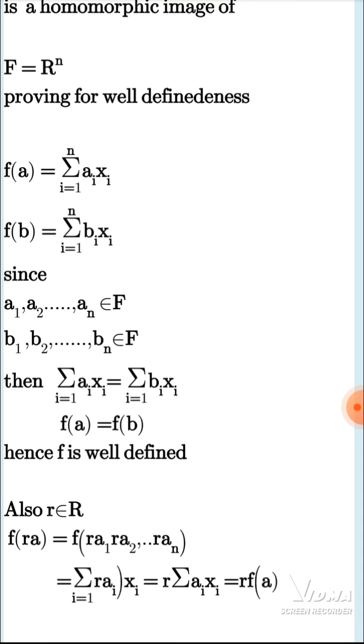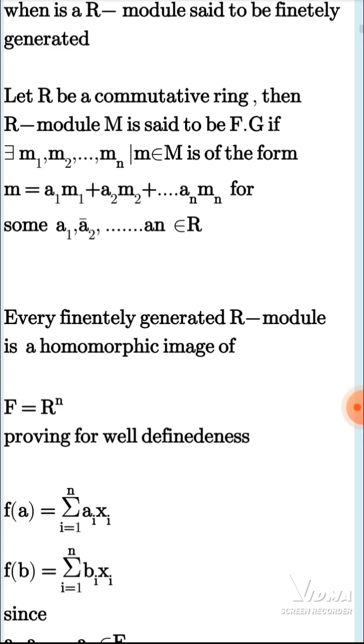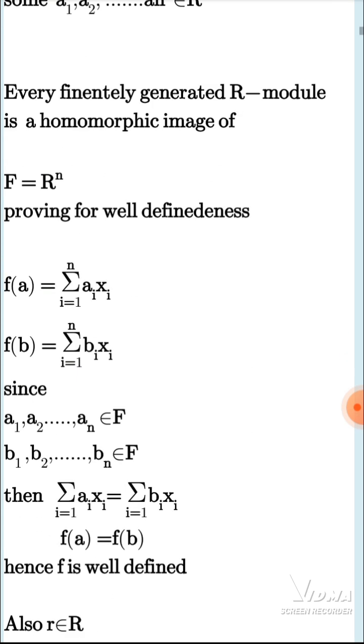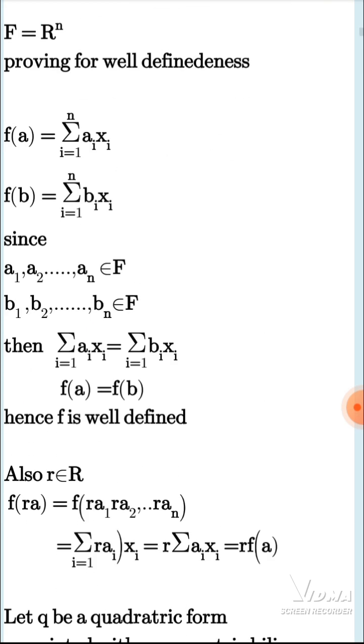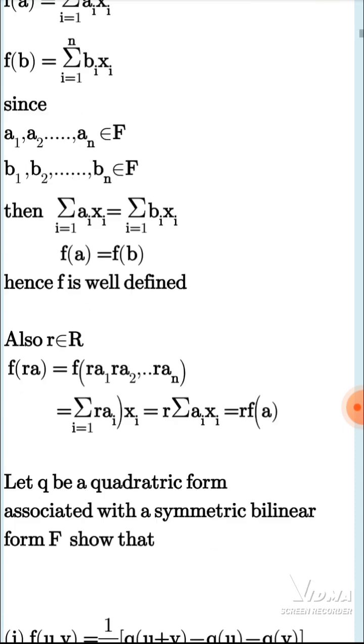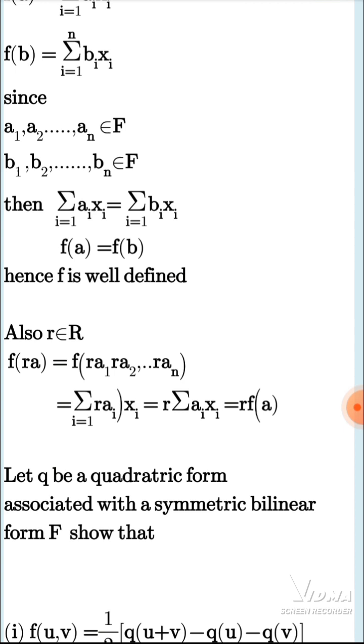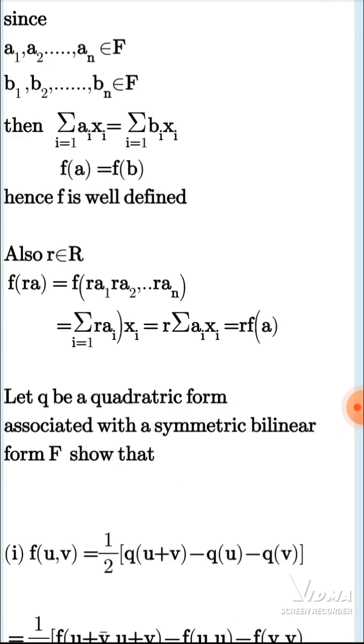So for well-definedness, since it is a finitely generated module, we recall that f of a is the sum of a_i x_i, and from the above we already have the definition of a finitely generated module. So when we take the sum, we pick f of a, f of b, where a and b are in R to the n. So well-definedness is proved. Also, we prove for the scalar multiplication.